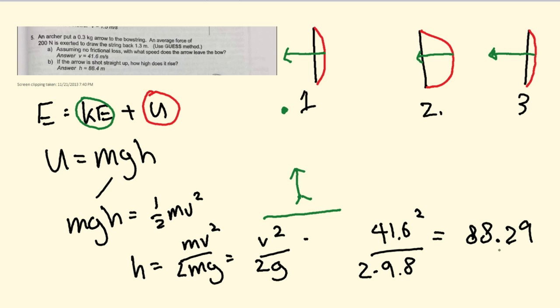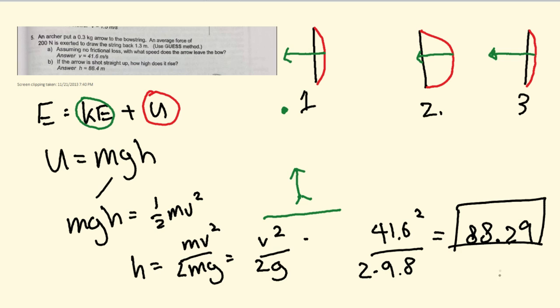Okay. And the reason that they got 88.4 is because they did not round 41.6. So not realistically, but in the test, you may want to consider using the exact answer for velocity so that you reach the most accurate answer possible. But for our purposes, 88.29 is more than close enough.